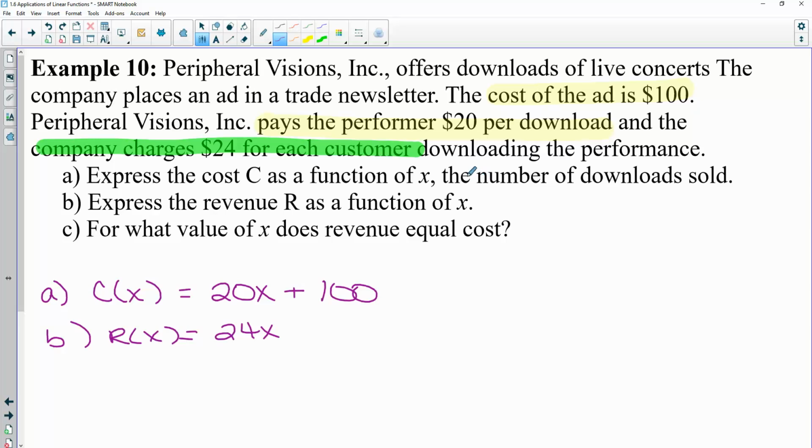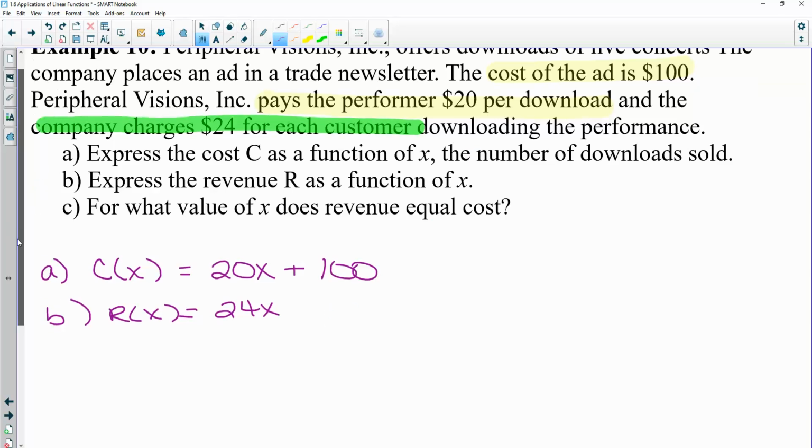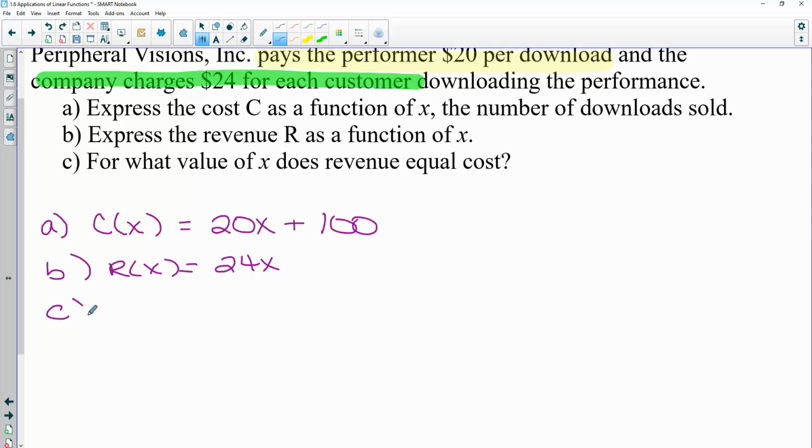Do we have any one-time fees? Are they accepting any other one-time payments? No. So our revenue is just 24x. Part C, for what value of x does revenue equal cost? This is called your break-even point. Basically, how many downloads until we break even? We are not losing money, we're not making money. And then ideally, you would have more downloads than that, right? Because if you have more, you've made a profit. If you have less, you've lost money on the deal.